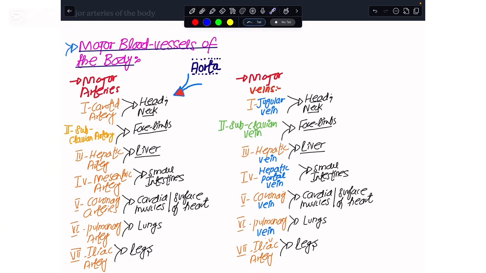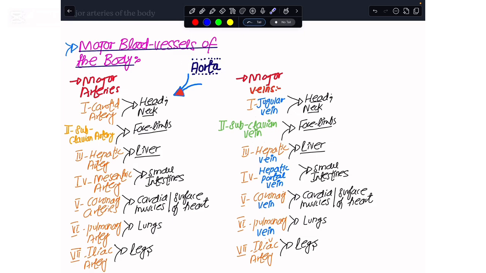For today, we will see what the major blood vessels in the body are, and this is the end of this chapter. Now, since the identification of the major blood vessels is frequently asked in your exam, you have to be very clear. What we know is that from the left ventricle of the heart, the aorta emerges.